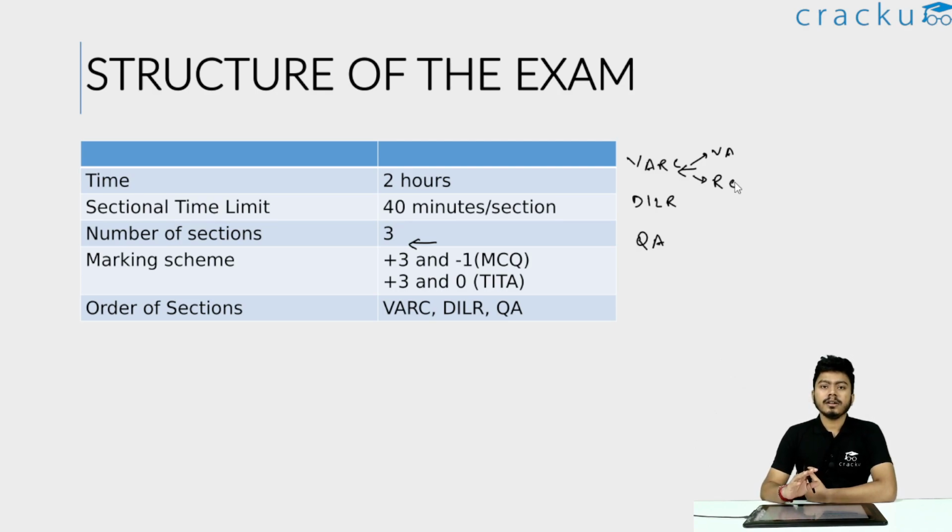The VA is basically verbal ability. In verbal ability, things like paragraph summary, paragraph completion, and para jumbles, where you are given 4 statements in jumbled order and you need to decide the correct order of the statements. These things come in the VA section. These 2 subsections of VARC are kind of related. If your comprehension skills are good, you will ace both these sections.